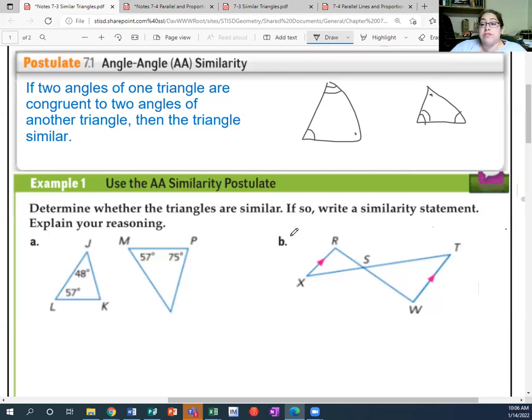So we're going to determine if they're similar. If they are, we're going to write the similarity statement. Let me remind you how to do that with these triangles up here. I'm going to give them some names: A, B, and C, D, E, and F.